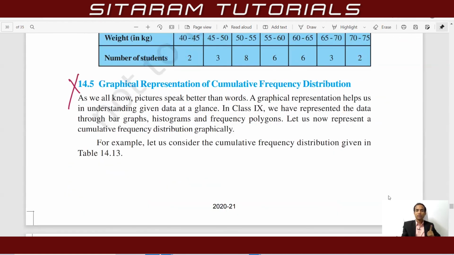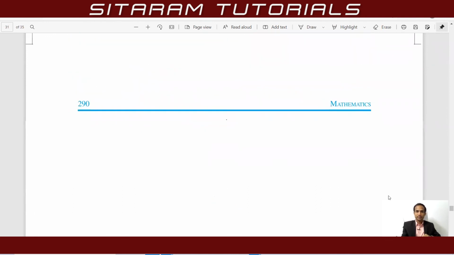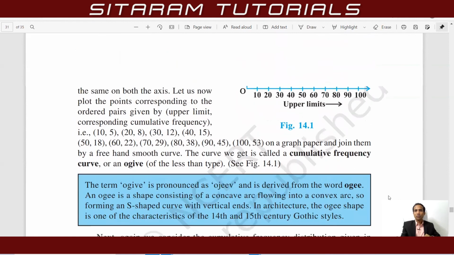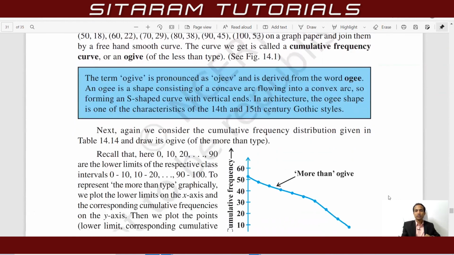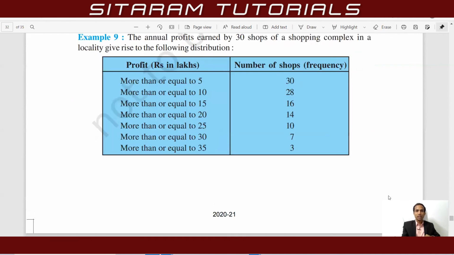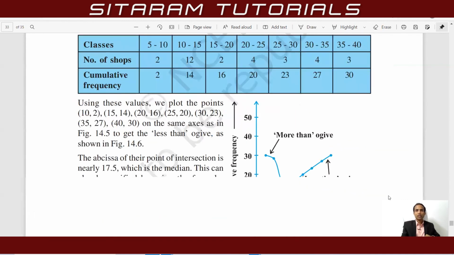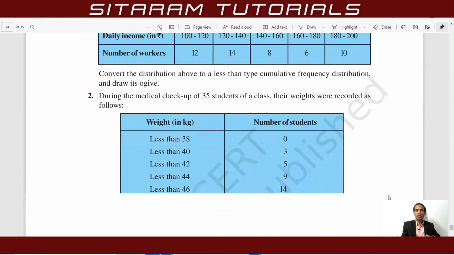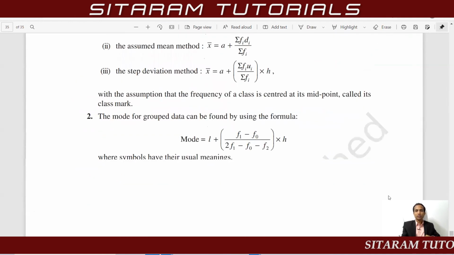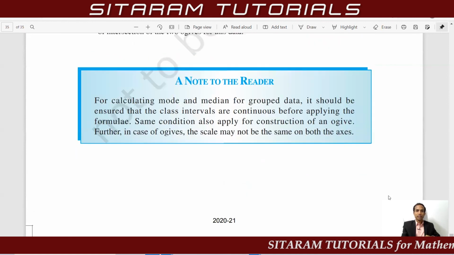Now coming to 14.5, graphical representation of cumulative frequency distribution. This is not there in the syllabus. So all these graph questions are not there. More than ogive curves and less than ogive curves, cumulative frequencies, less than cumulative frequencies, all are not going to be there for the exam. So this is completely deleted, and the full exercise 14.4 is deleted from the portion. So this is about the chapter.